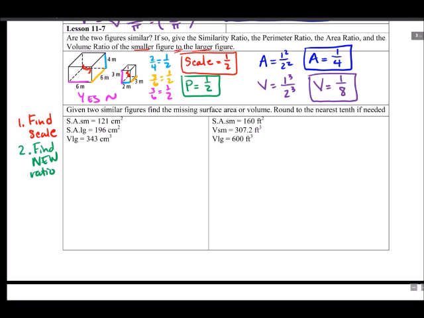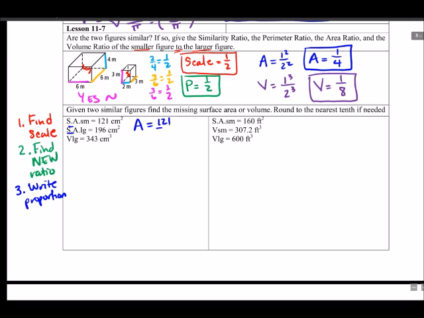So if we're looking for area or volume or whatever, we need to find our new ratio. And then step 3, we write a proportion to get what we need. So we have a small figure and a large figure. And our first problem here compares the surface area.